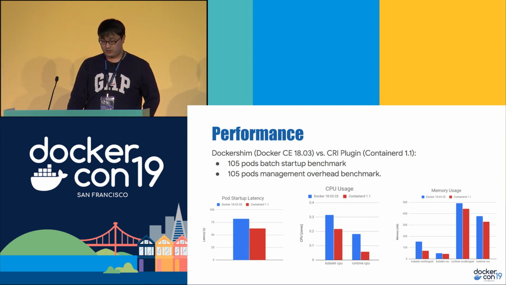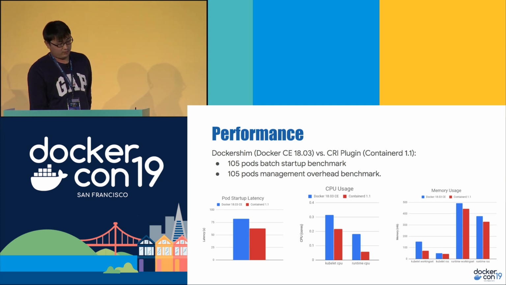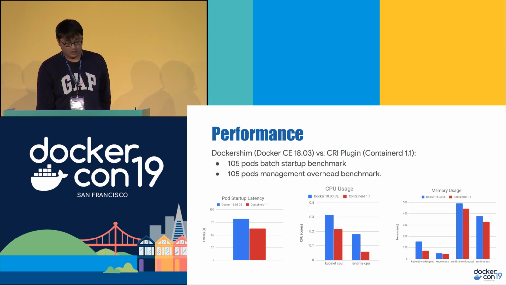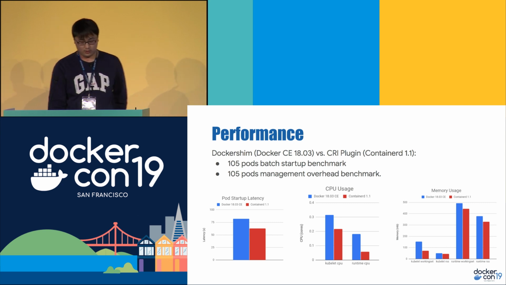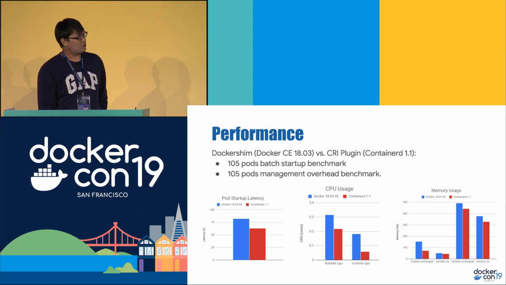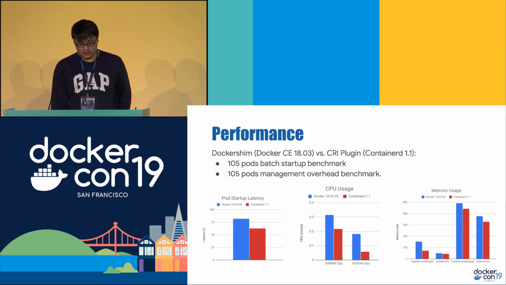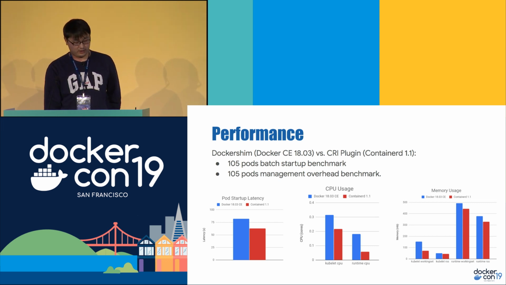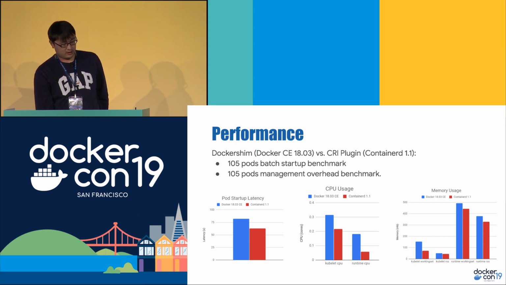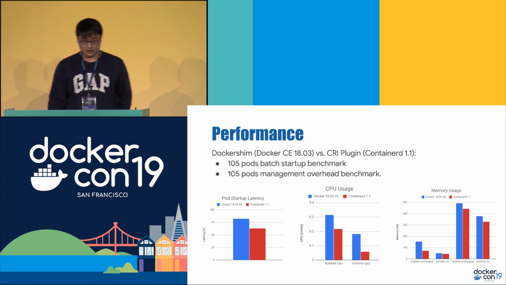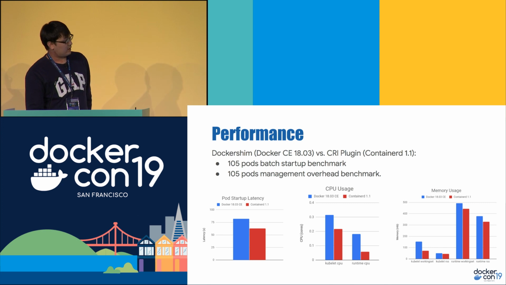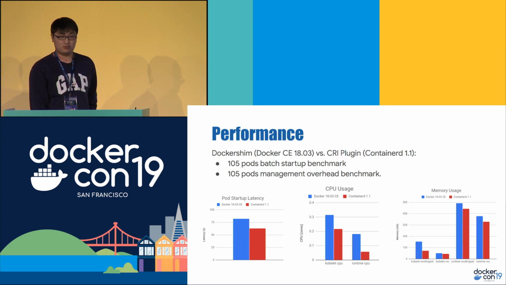And here's some performance data we got after we finished the integration. If we compare it with Docker Shim, we used a benchmark with 105 pods per node, and after doing the benchmark, we can find that the new integration is better than the previous Docker Shim integration in terms of pod startup latency, CPU usage, and also memory usage.